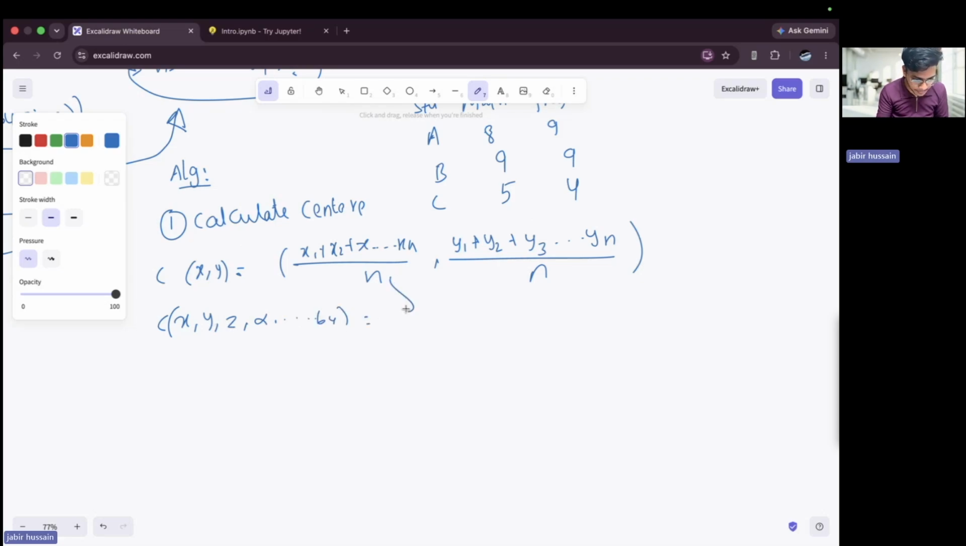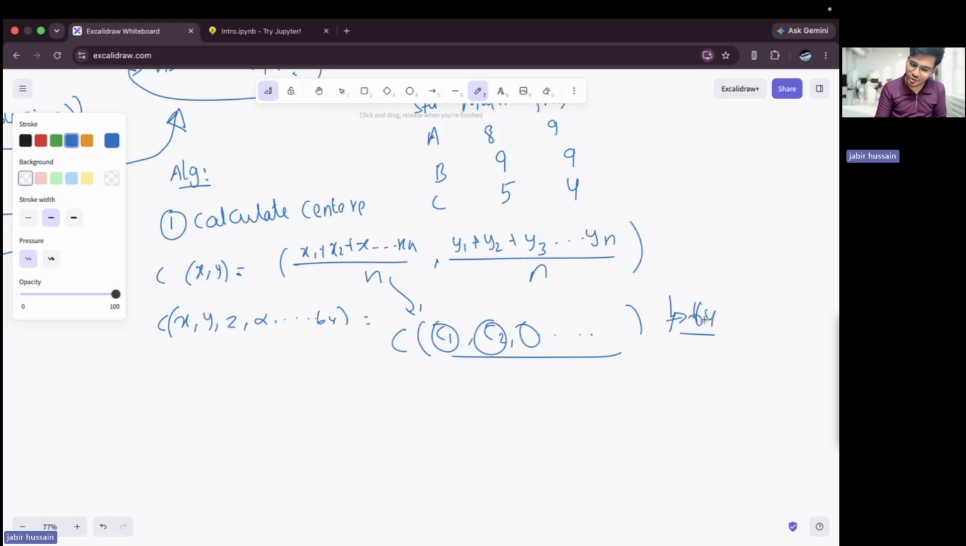Then you can directly put this formula and you can get the centers c1, c2, c3 for each and every single line. Like this is x line, this is y line, this is z line. For all the points you will get the centers, right? For each line x, y, z, alpha up to 64, you will get it, and this will be the center of a 64 dimensional space.